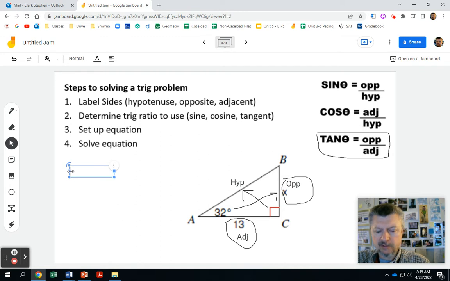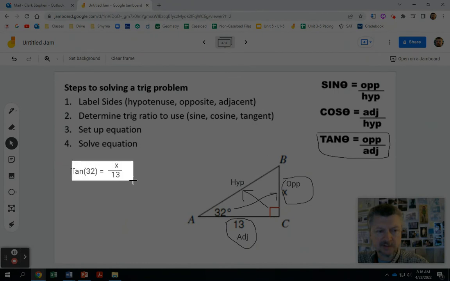And then we're going to go tan. We're going to put the angle in. We're using the 32-degree angle. That's going to equal something over something. Fraction line here. And we have tan is opposite over adjacent. Opposite side is x, so that goes on top of the fraction. Adjacent side is 13. That goes on the bottom of the fraction. There we go. So now we have our equation.